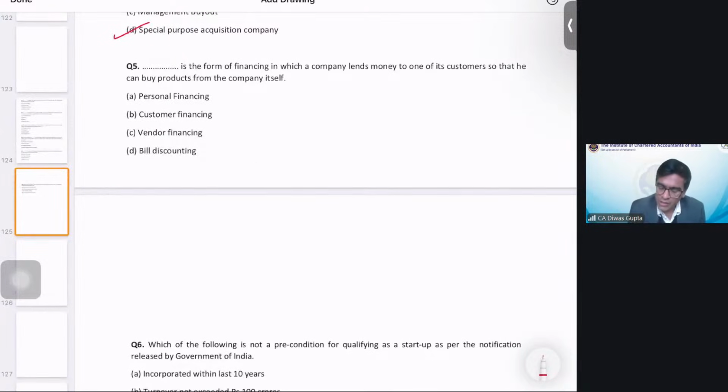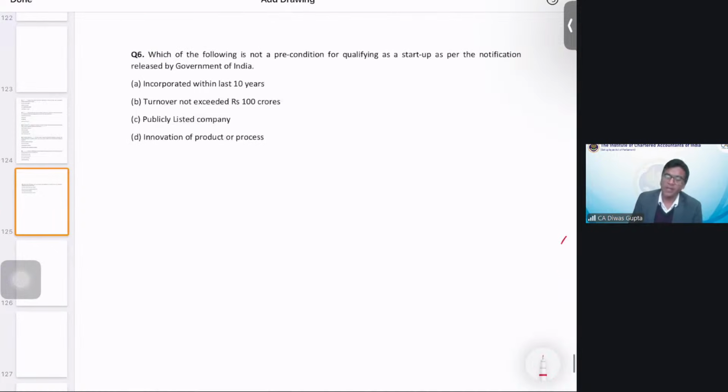Question number five. Dash is the form of financing in which a company lends money to one of its customers so that he can buy products from the company itself. Personal financing, customer financing, vendor financing, or bill discounting. So the company lends money to one of its customers so that he can buy products from the company itself. Yes, that is called customer financing, students. The right answer is fifth B. Yes, Saminathan, you're correct. Geeta, you're also right.